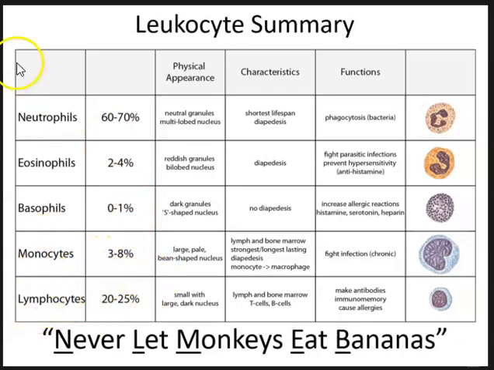And I'm pretty sure I told you guys about this mnemonic earlier in the semester. The mnemonic will help you remember the prevalence of the leukocytes. So never let monkeys eat bananas. N standing for neutrophils, neutrophils being the most prevalent of the leukocytes, and then next are the lymphocytes, then the monocytes, eosinophils, and finally the basophils being the least prevalent. So I would definitely take a look at this table to help you study the different types of leukocytes as well as some of their general characteristics.